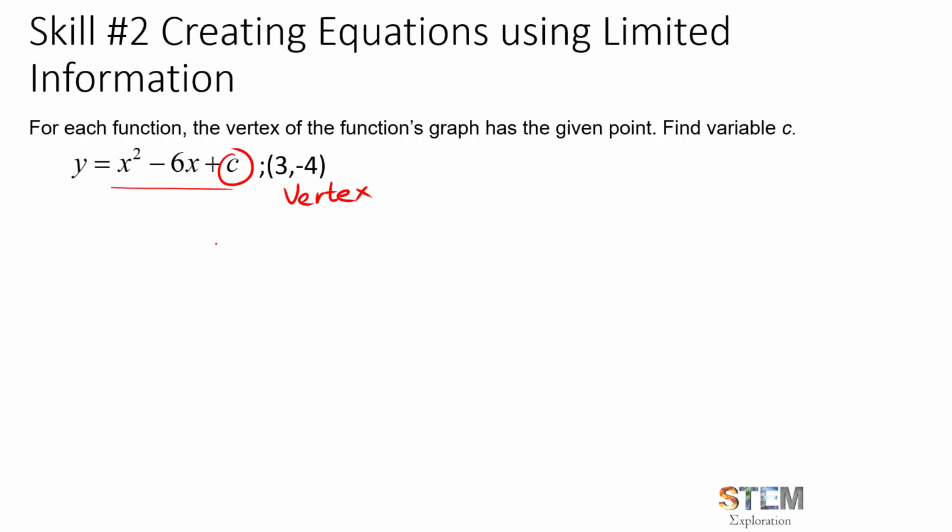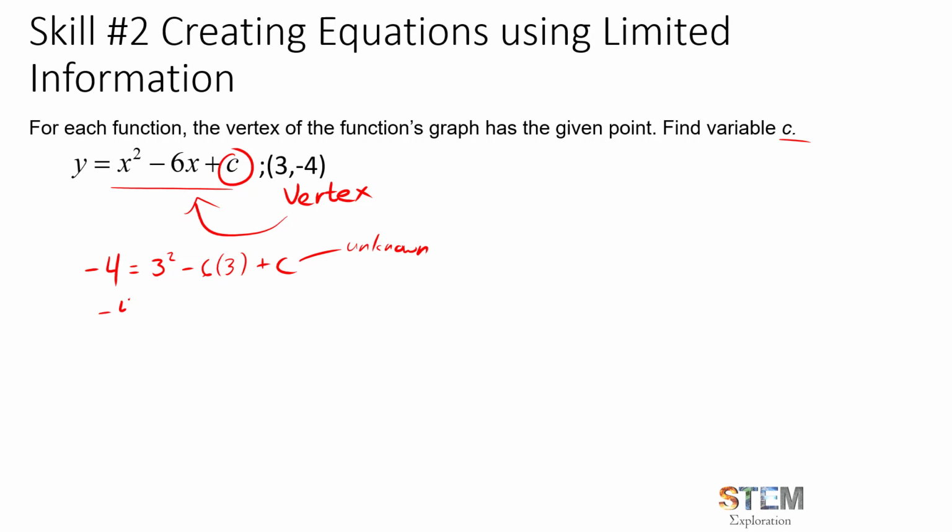So if we look at a given situation like this, if you want to find a missing variable like c, you just take the vertex and plug it right into your equation. So you plug -4 in for y and 3 in for x. If we do that here, we get -4 is equal to 3 squared, -6 times 3 plus c. You have now plugged in a number for every variable present except for your unknown variable. All you simply have to do in these circumstances is plug and chug and solve for c.